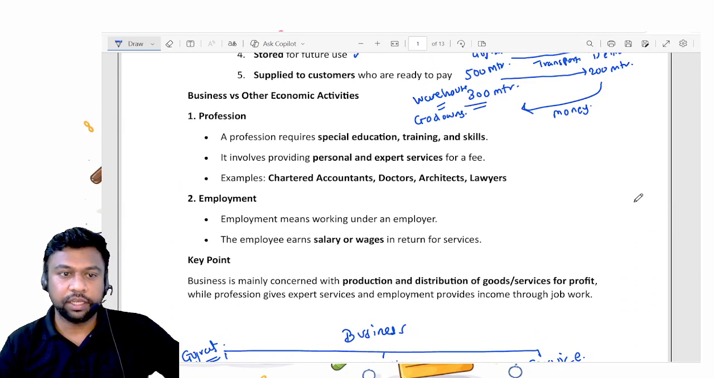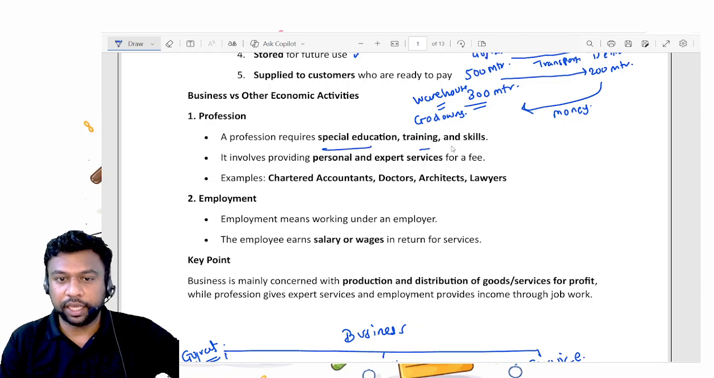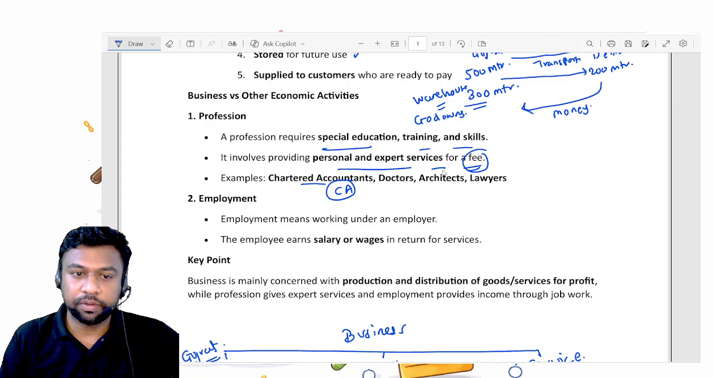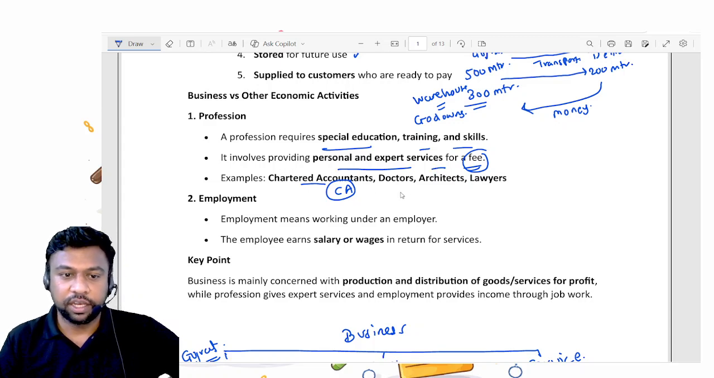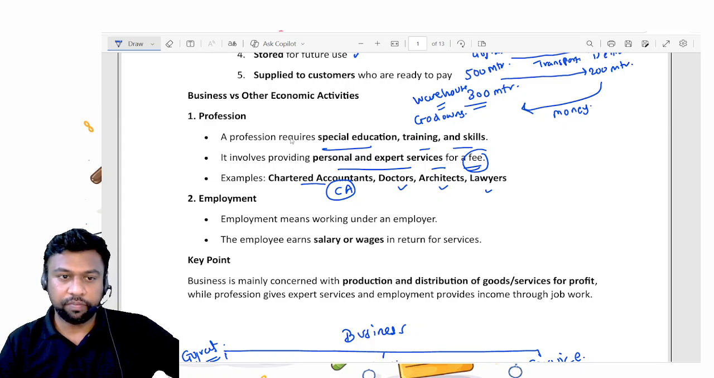Then, we have seen in an earlier chapter the difference between business, profession and employment. Profession basically requires special education, training and skill. It involves personal and expert services for fees. Examples: chartered accountants, CAs, which many of you may be aspiring to become. That's why you have opted for this subject of commercial studies, and maybe some students have opted for commercial applications, which we will also cover as time goes ahead. Then doctors, architects, lawyers. These are the professions.